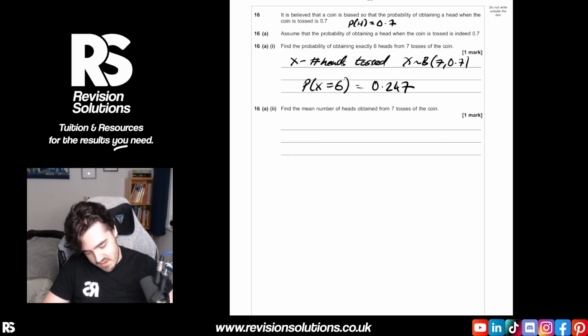Find the mean number of heads obtained from 7 tosses of the coin. Well, the mean of a binomial distribution is just the sample size times the probability of success. So 7 times 0.7 would be 4.9 for a mean.